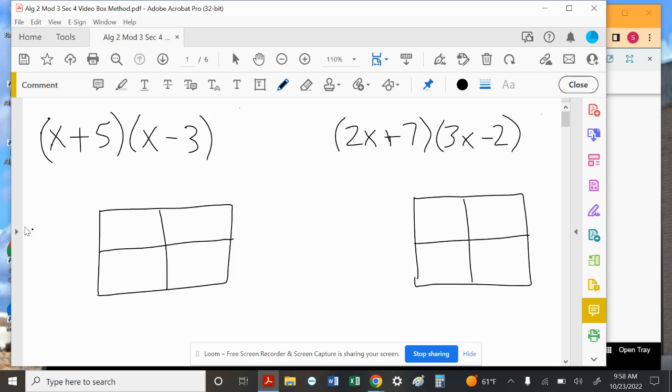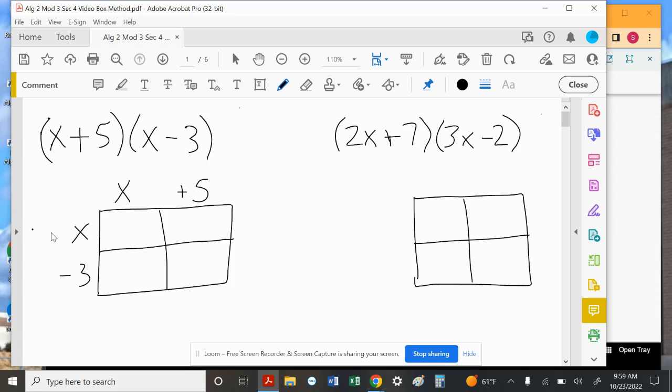So notice here, we have x plus 5 times x minus 3. And what I'm going to do is write them here. So I'm going to do x plus 5 and x minus 3. It doesn't matter where we put them, meaning I could have done x minus 3 and x plus 5 here. So I could have changed them around. But I do want to put the x plus 5 at the top, and also x minus 3 on the left side. And I'm doing that for a particular reason. We'll kind of get into that later.